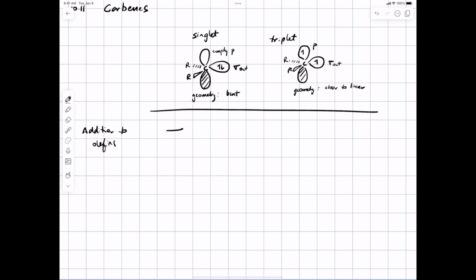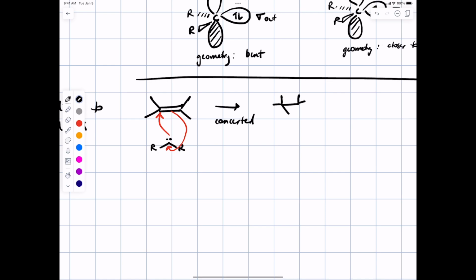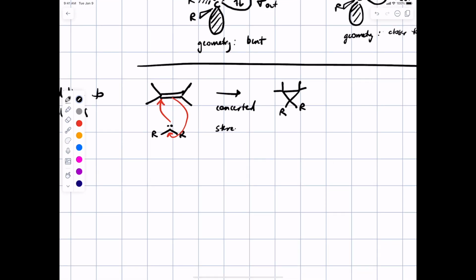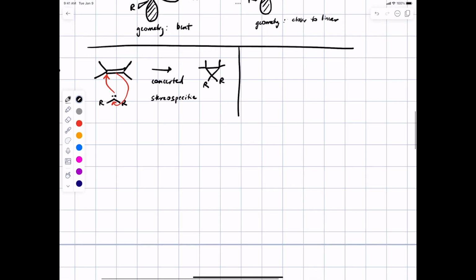For singlet carbene, the mechanism is going to be mostly concerted. So here is how I would draw just the Lewis structure of a carbene. I would need to remember that there's an empty p orbital there. I would show the pi electrons attacking the empty p orbital and then the lone pair attacking the other carbon. The reaction is concerted and you end up making a cyclopropane. And because it's concerted, the reaction is stereospecific. That is, the stereochemistry on the olefin is going to be reflected in the cyclopropane product.